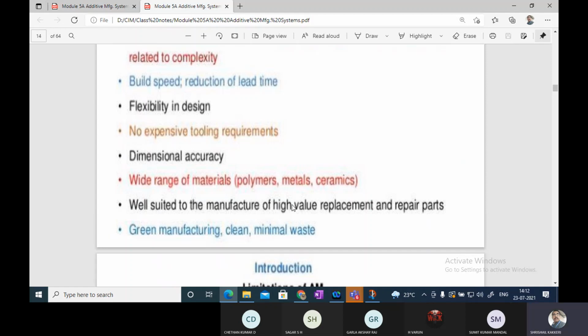What is the meaning of this high value replacement and repair parts? In a particular case, I'll give you a very simple example. How many of you are buying the cap of your pen? Varun? Sir, yes sir. Yeah, if in your refilling pen you lose the refill, you are going to buy the refill. I know that. But has anyone who lost the cap of the pen bought just the cap?